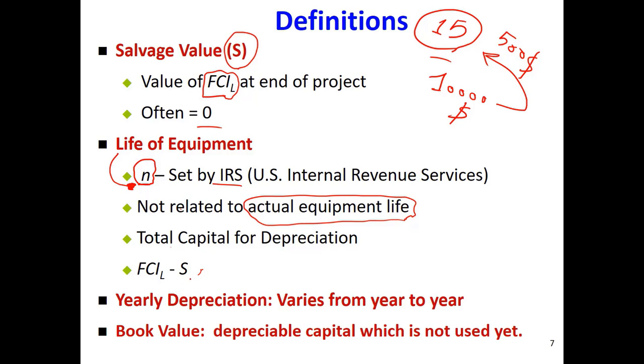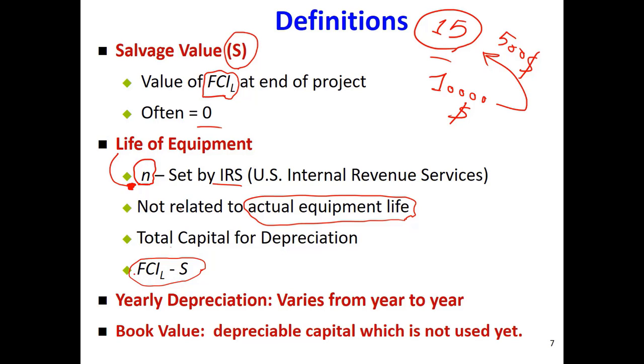We can use the difference between the fixed capital investment and the salvage value, which is usually zero. So for calculating this, we use the fixed capital investment that you put in minus the value of the investment at the end of the project. So this difference is how much money you will use. This is the money that you put at the beginning, and this is the money that you will get at the end from this investment.